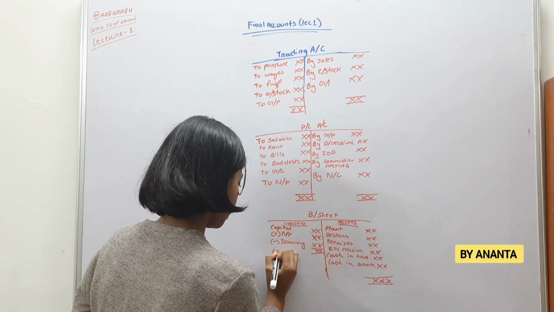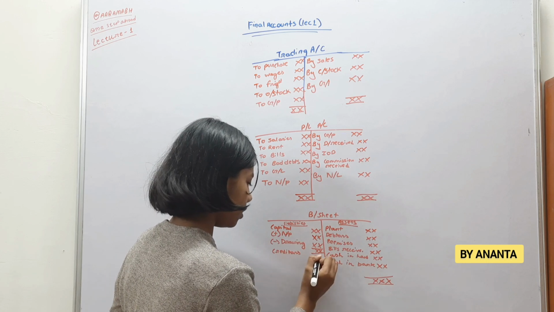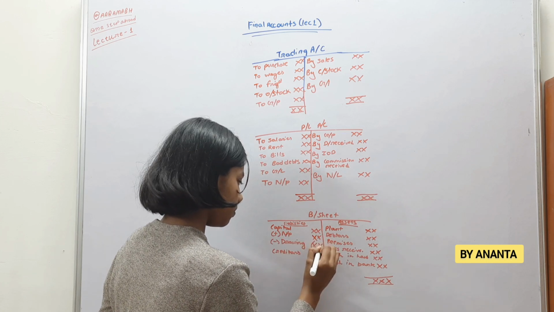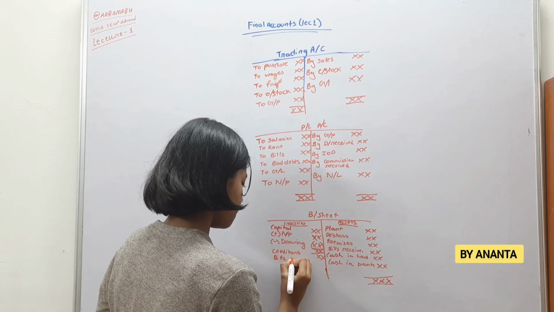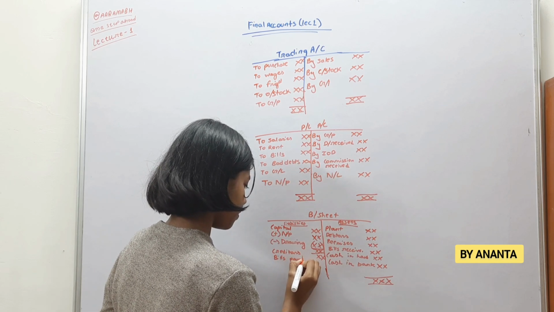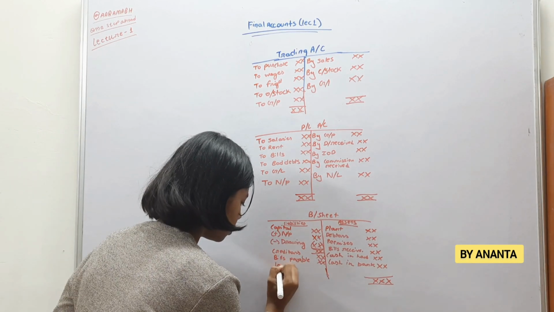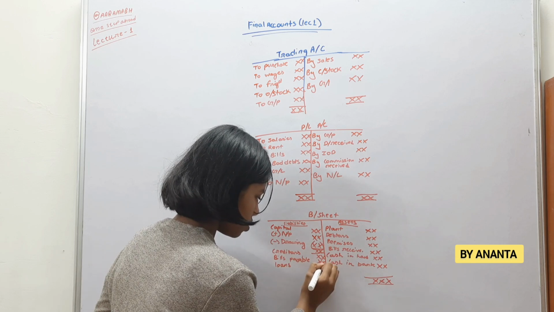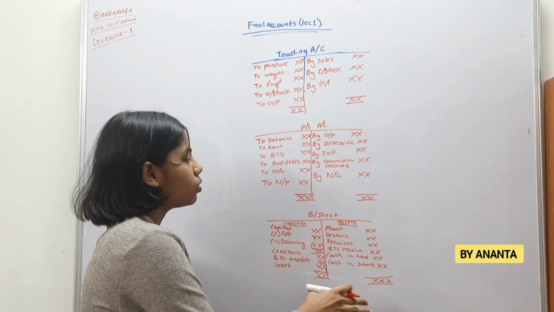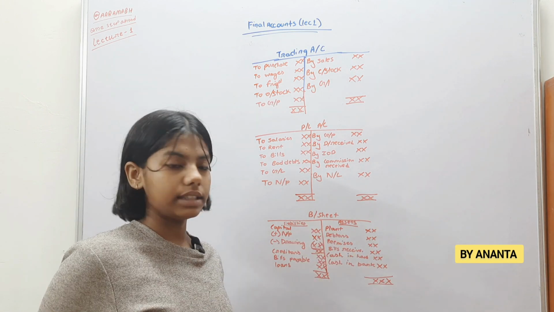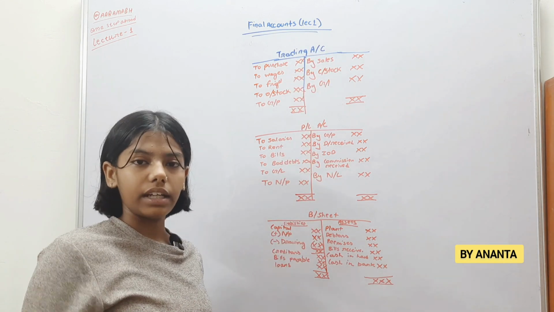Now we will write our other liabilities like creditors, then there could be our bills payable, then there could be our loans. After we're done posting, the amounts of the assets and the liabilities should be the same. Okay? These were all the basics of final accounts.